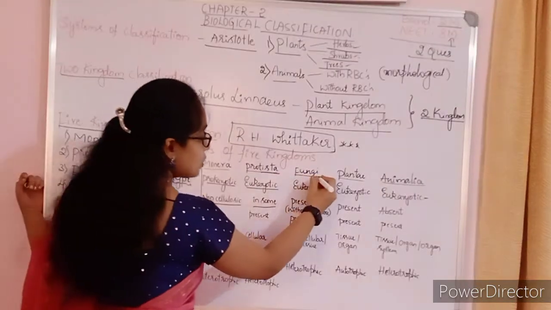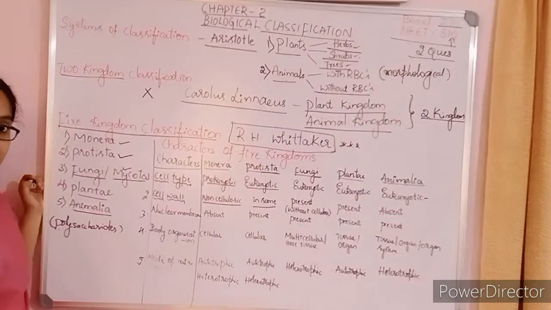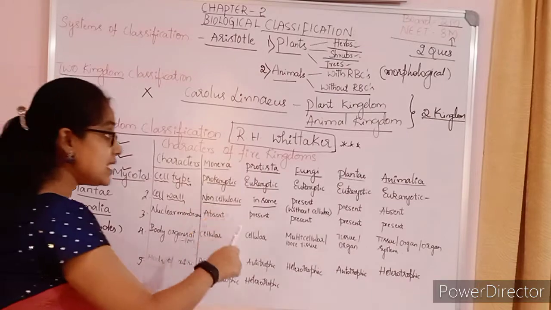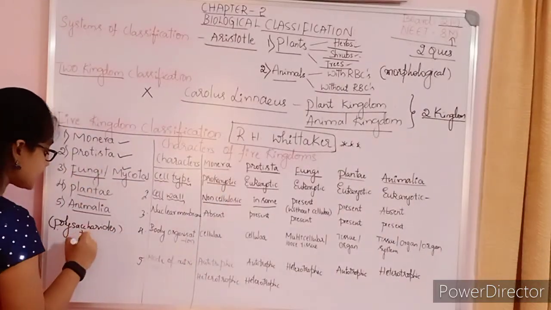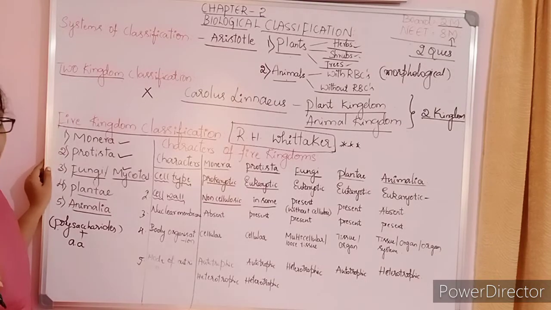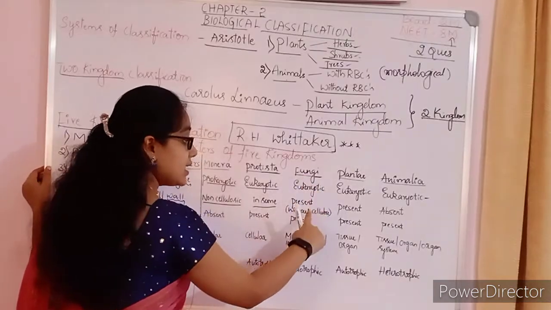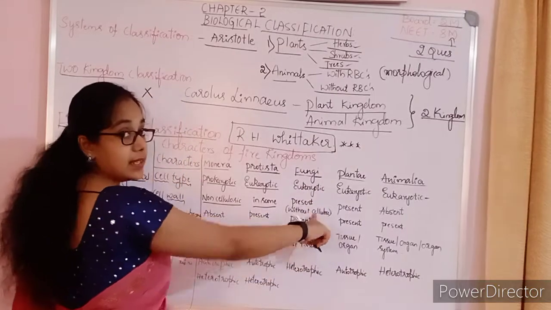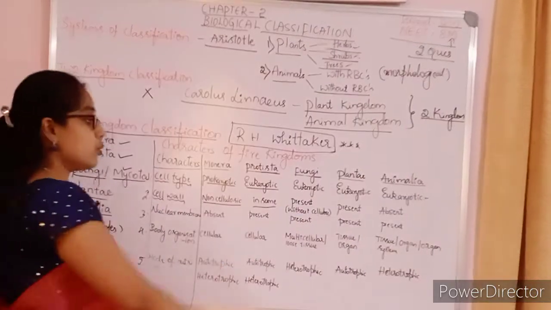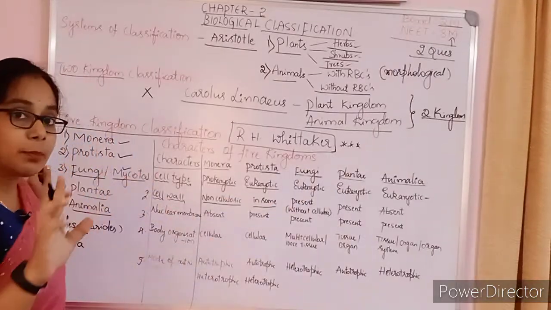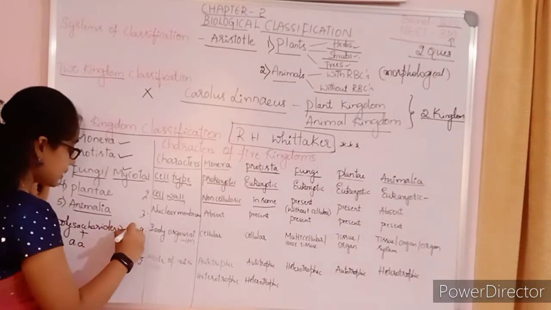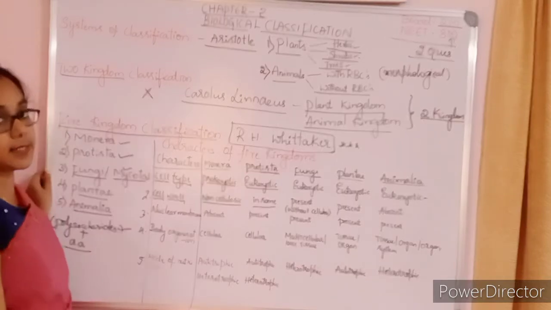Got it? Coming to the kingdom Fungi. So the cell wall is present in fungi and also it is made up of polysaccharides and as well as amino acids. Please remember this point. The cell wall of fungi is not made up of cellulose. That's the reason why I have written without cellulose. Got it? So the cell wall of fungi is not made up of cellulose. Instead, it is made up of polysaccharides and amino acids.